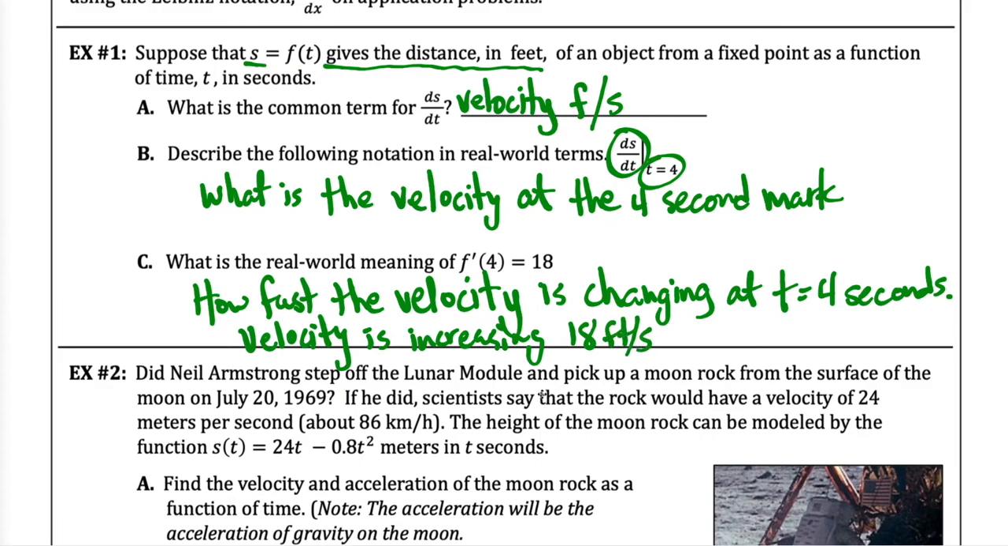Because 18 feet per second represents the velocity, and the little prime means how fast that is changing. So it'd be 18 feet per second, which we usually say feet per second squared or acceleration. Isn't f prime of t, in this case is 4, the same thing as ds over dt? So wouldn't we still be talking about the same thing?